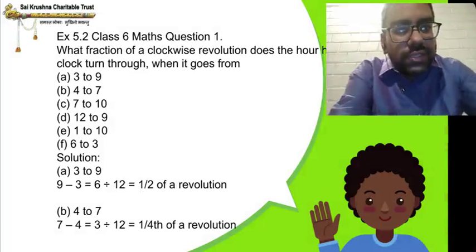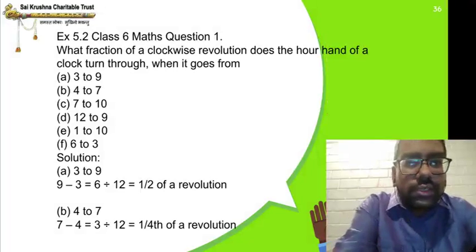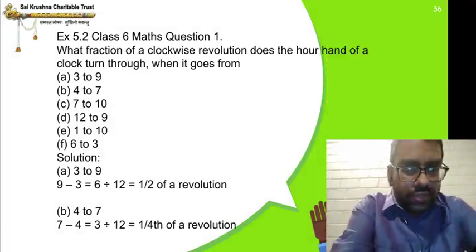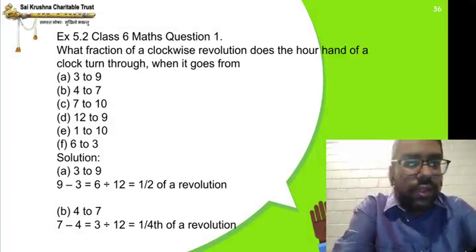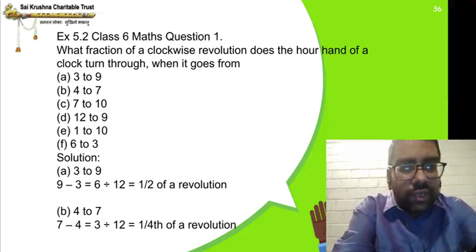First question, exercise 5.2 solutions. What fraction of a clockwise revolution does the hour hand of a clock turn through when it goes from 3 to 9? 3 to 6, I told you, for every 3 numbers there is one right angle. 3 to 6 is 1, 6 to 9 is one more. So 1/4 revolution is also one right angle. I told you, no? So 2 is half revolution. 2 right angles. So if you are turning, 3 to 6 is 1, 6 to 9 is 1. So it is half a revolution.